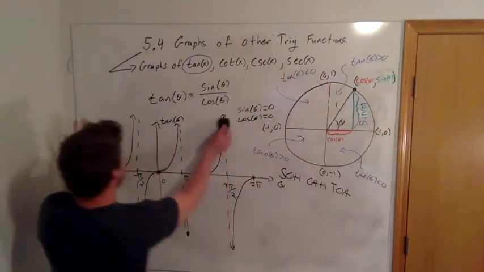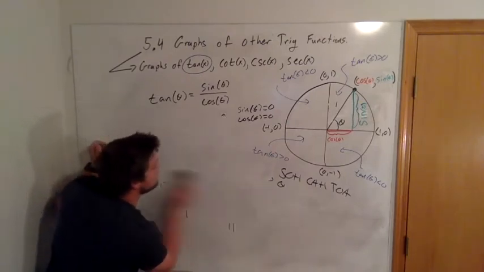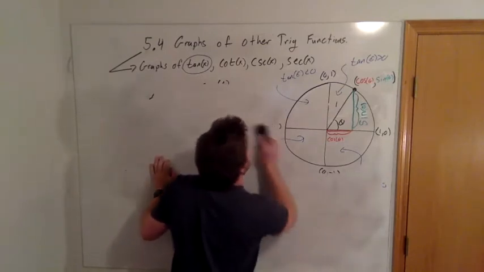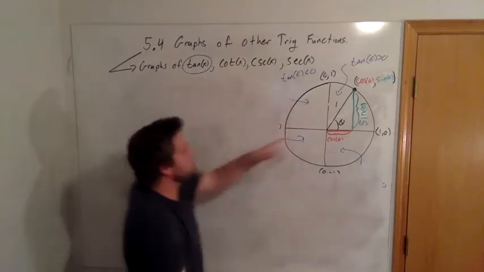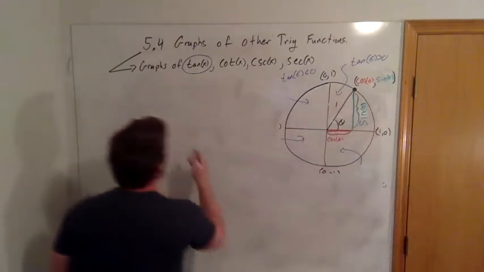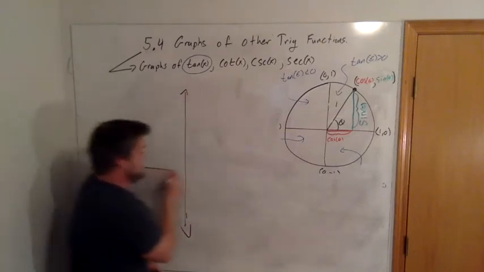Man, forget about this. I mean, don't really forget about it. You should understand what I just did. That'll help us with cotangent. But let's think about it a lot easier. Tangent is the slope of this line as we're rotating around the unit circle. So let's just graph it thinking about it that way. That's how I think about it.